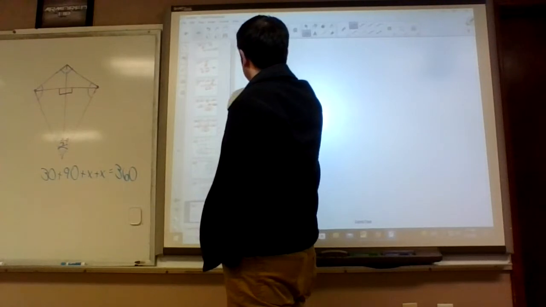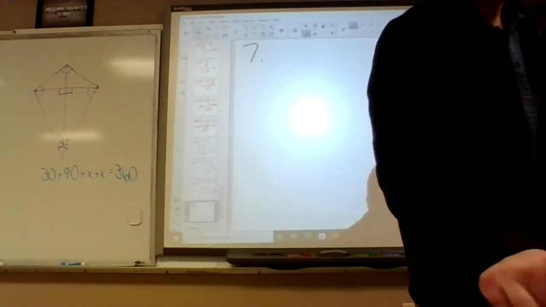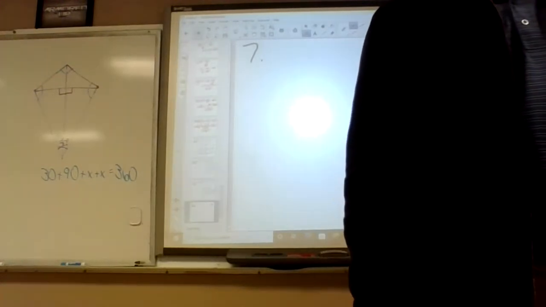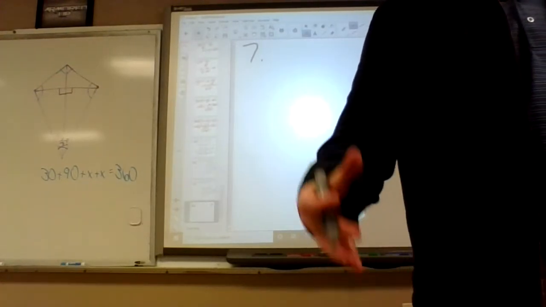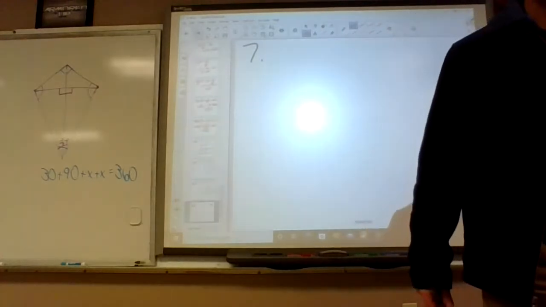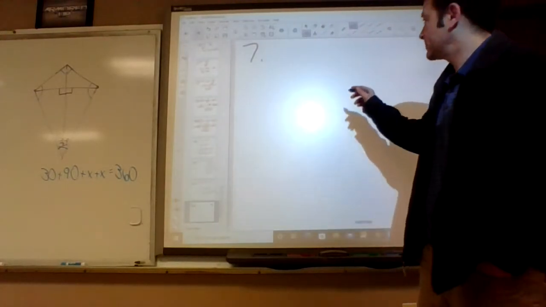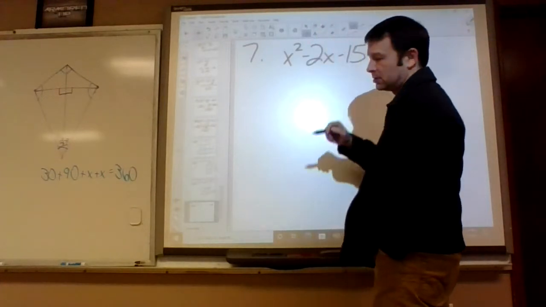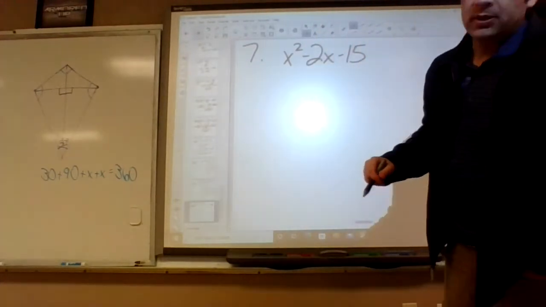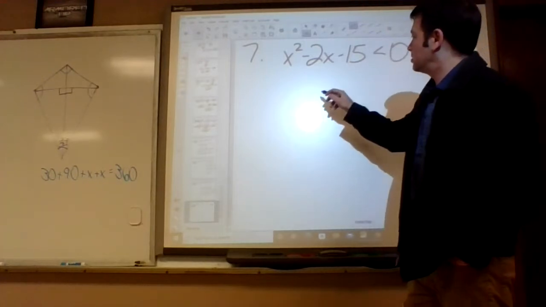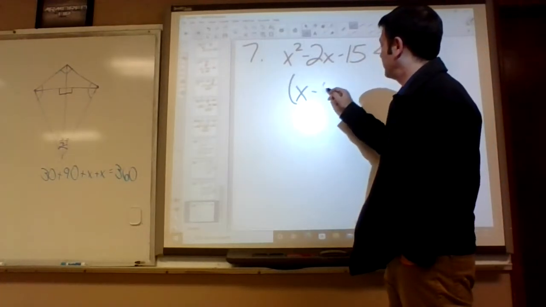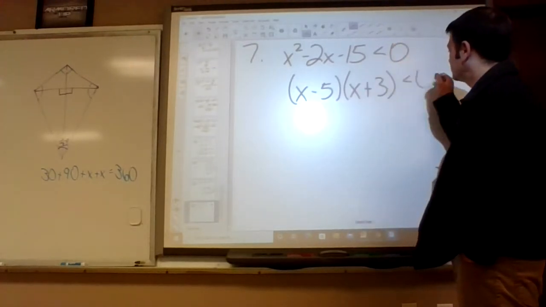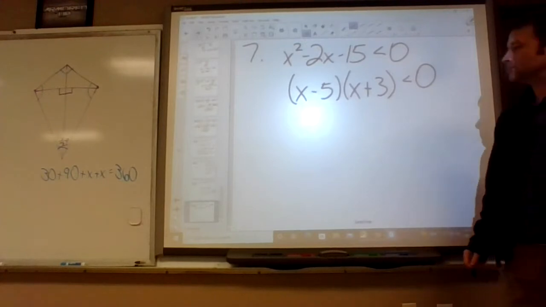Okay, number 7. It's not called foiling. Foiling is when you put it together, factoring is when you break it apart. X squared minus 2x minus 1. But we still need to factor. Negative 5 plus 2, or plus 3 minus 3. So, I think the signs are positive for 3.